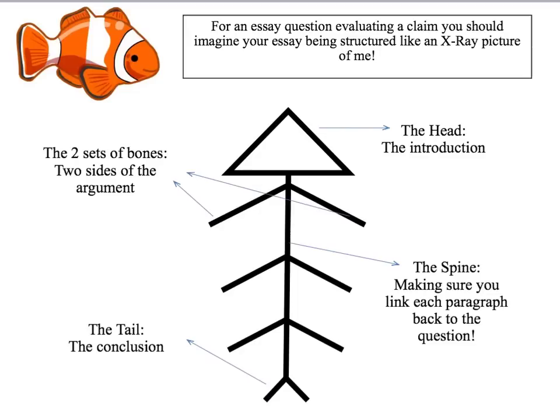So one way of visualizing this particular essay structure is to imagine an X-ray picture of a fish, and the head represents the need to write an introduction. The two sets of bones is a reminder that you've got to look at arguments both for and against the claim. The spine is a reminder that within each paragraph there needs to be a sentence that links your evidence, links your argument back to the question, and the tail is a reminder to write a conclusion.